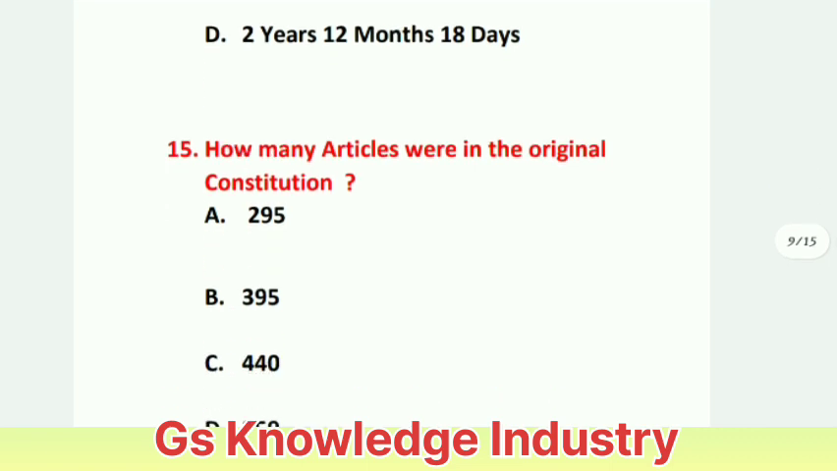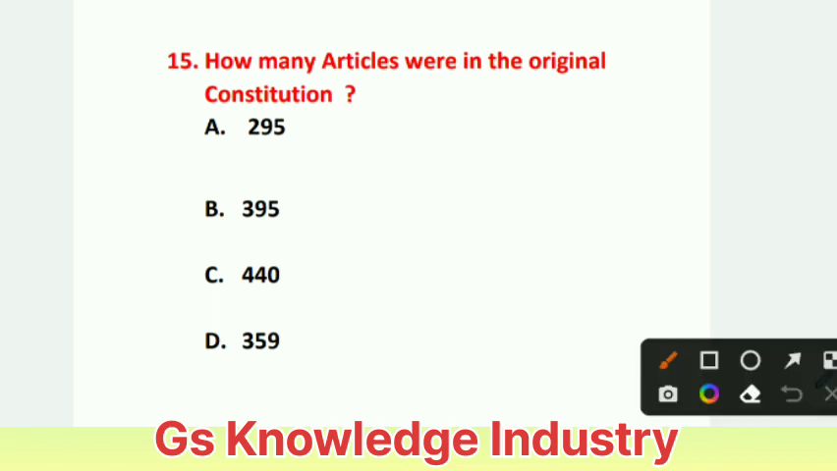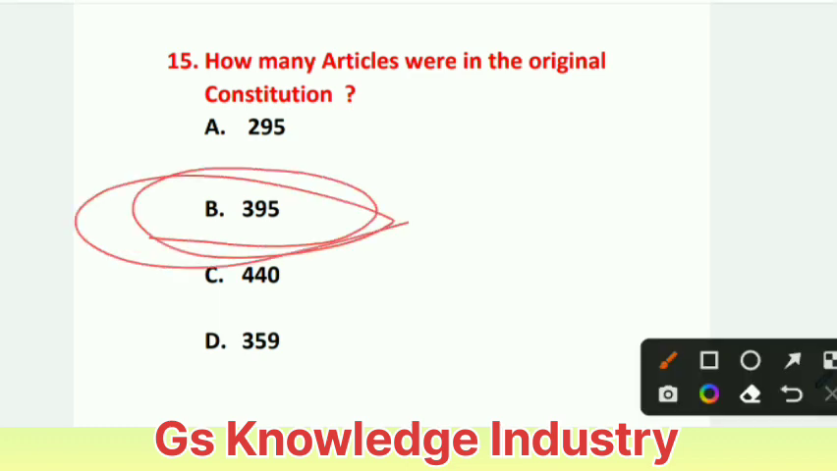15 number question. How many articles were in the original constitution? Option A, 295. Option B, 395. Option C, 440. Option D, 359. Here the correct answer is option B. 395 articles were in the original constitution.